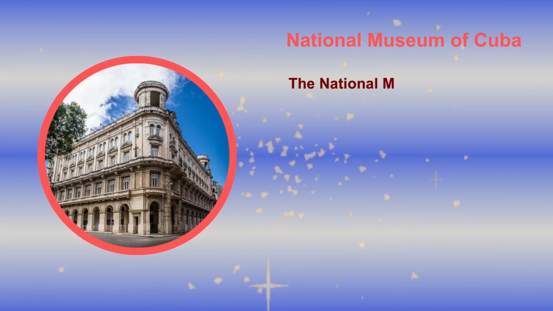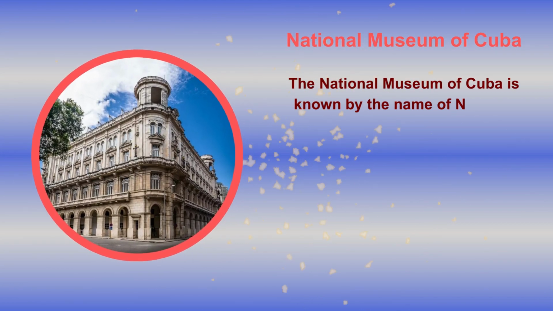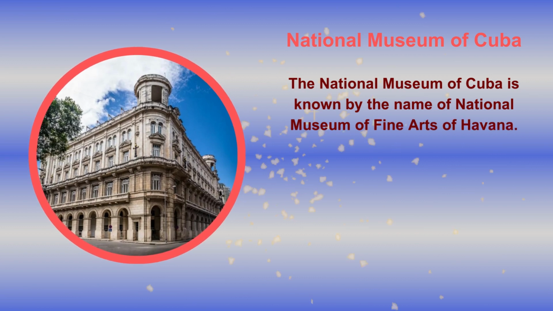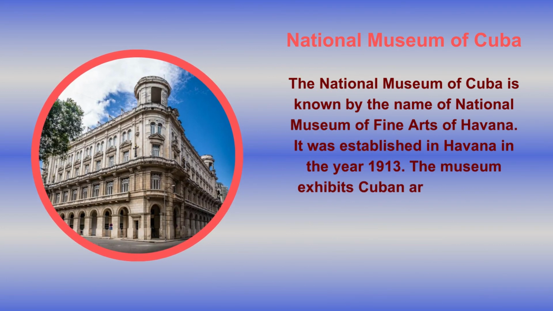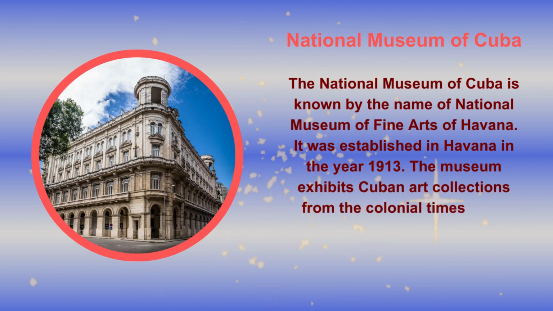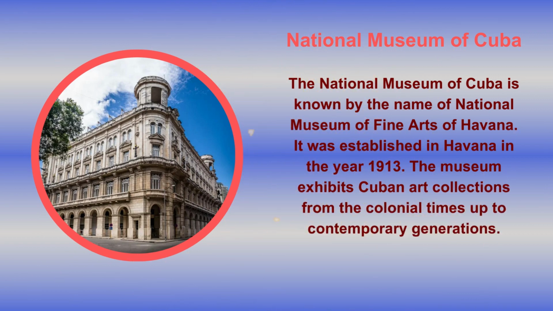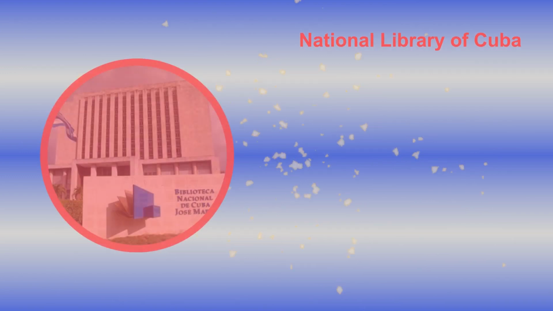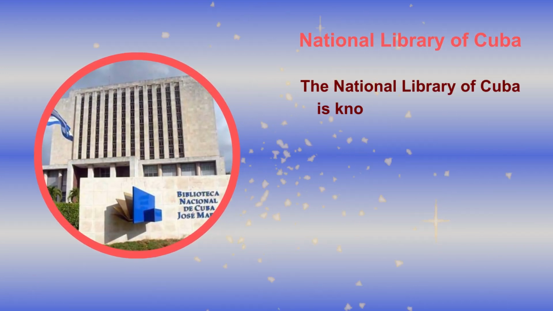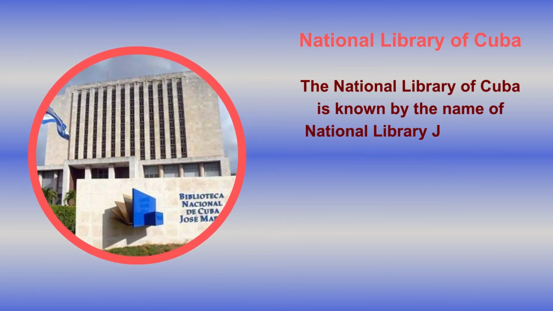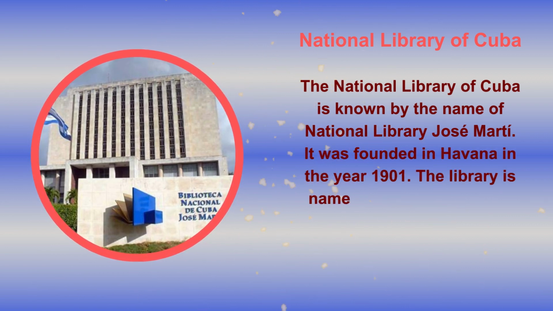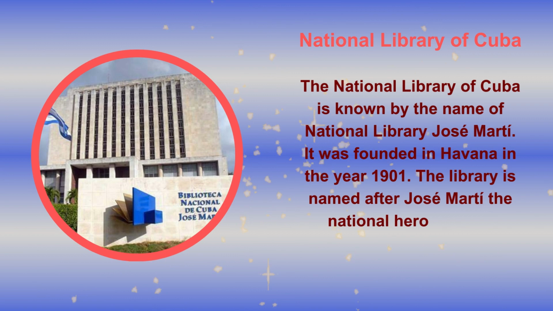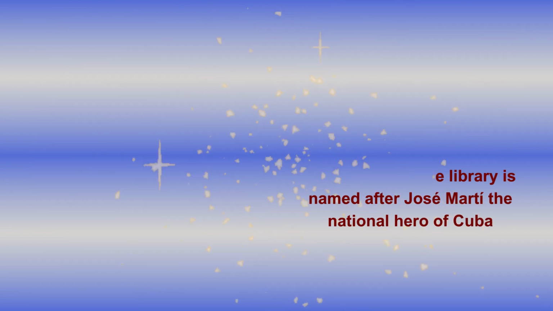The National Museum of Cuba is known by the name of National Museum of Fine Arts of Havana. It was established in Havana in the year 1913. The museum exhibits Cuban art collections from the colonial times up to contemporary generations. The National Library of Cuba is known by the name of National Library José Martí. It was founded in Havana in the year 1901. The library is named after José Martí, the national hero of Cuba.